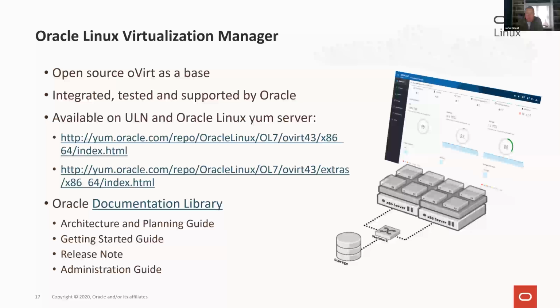If I look a little bit deeper into what Oracle Linux Virtualization Manager is, I've already talked about the first couple bullets there. Here's the third bullet, the availability of our code. So you can go to our Oracle Linux Yum server today. It's yum.oracle.com. You would drill down into the Oracle Linux 7 channel that's there, and then go into the oVirt 4.3 channel to get the RPMs that you need to install Oracle Linux Virtualization Manager.